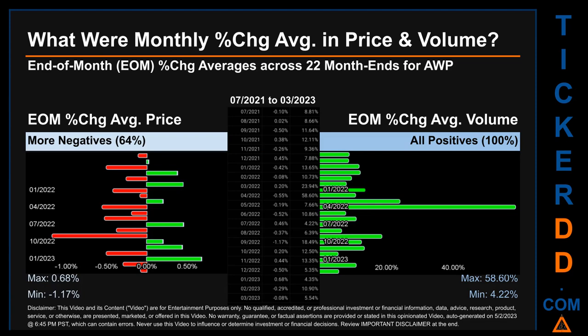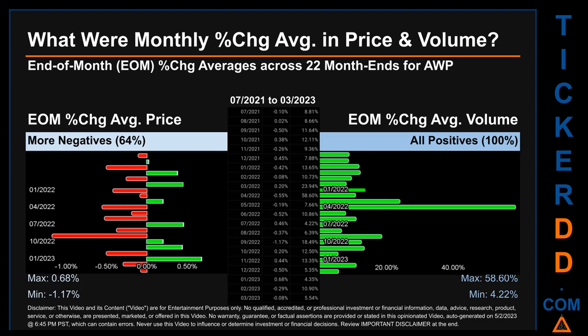From 07/2021 to 03/2023, out of 22 month ends, 14 had a negative percentage change in average price. Meaning 64% of month ends saw a negative percentage change in average price. In terms of volume, 22 out of 22 month ends had a positive percentage change. That is 100% of month ends saw a positive percentage change in average volume.